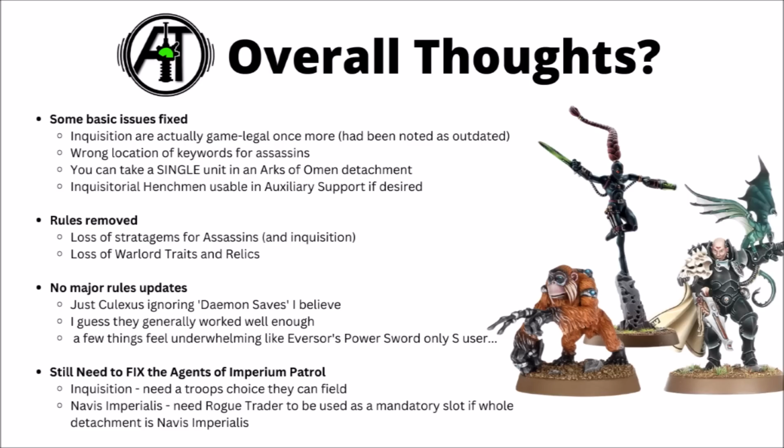For the rules themselves, in general there's no real major rules updates. Really just the Collectus ignoring the demon saves was the only major one. Plus I think they actually managed to nerf the Eversource Power Sword and put it down to Strength User as well, as opposed to having it Strength +1 as it was before. I think for the most part they didn't really need a major rules refresh. The vast majority of them kind of did what they were intended.